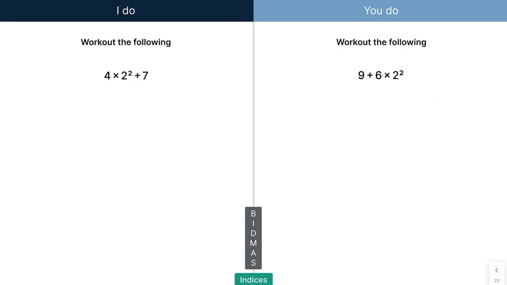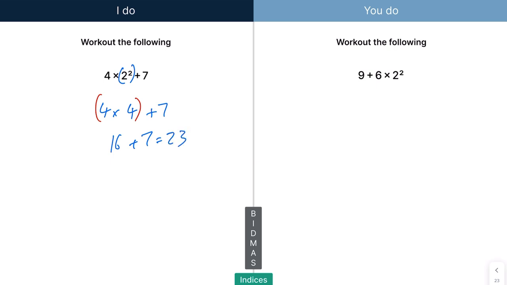And again, looking at this, we can see the indices is what's going to happen first. So it'll be 4 times 2 squared, which is 4 plus 7. And then the multiplication must happen before the addition. So that will be 16 plus 7. And then you just do 16 plus 7, which gives you 23.